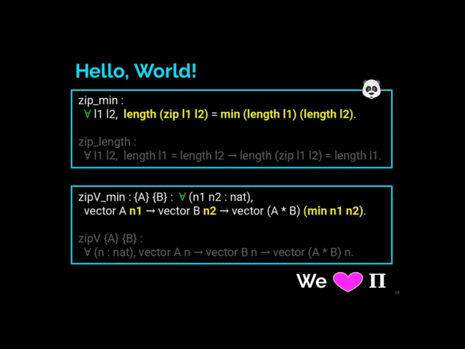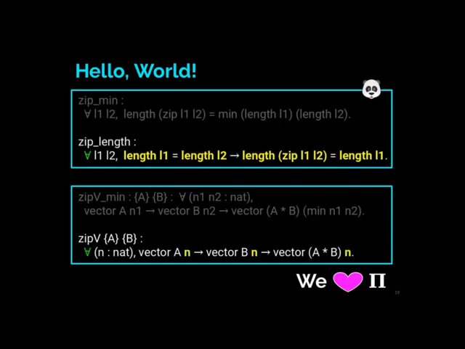Over lists, if we'd like, we can prove these invariants, but what vectors let us do is actually enforce these in a nice way inside of the type of the function itself. So we can enforce the zip min invariant in the zip vmin function, and then the person who is calling this function will know that the result has the minimum length of the inputs. Or we can enforce this zip length invariant inside of zip v, and the result of this is that the user can't even call this with vectors of different lengths. We don't even have to worry about these cases.